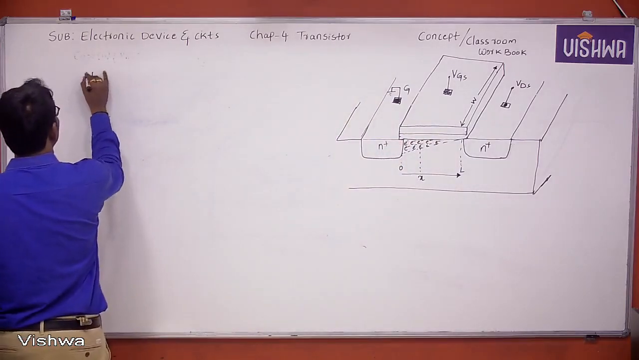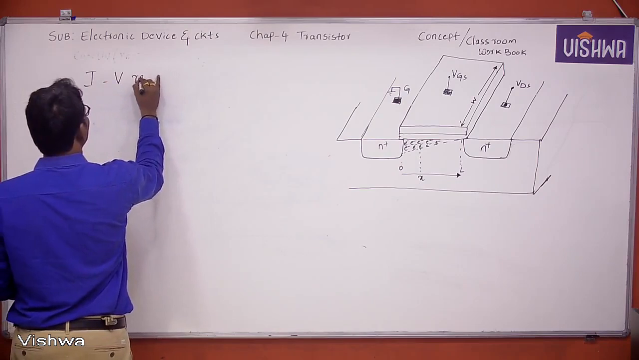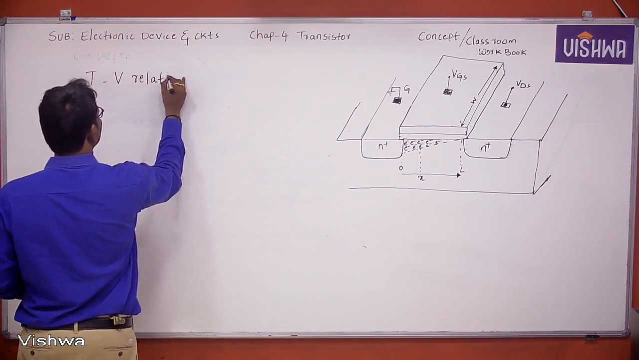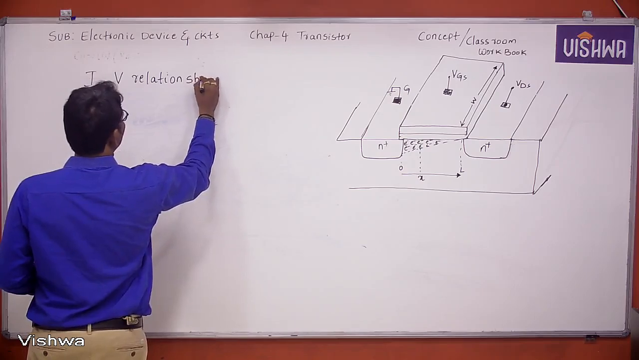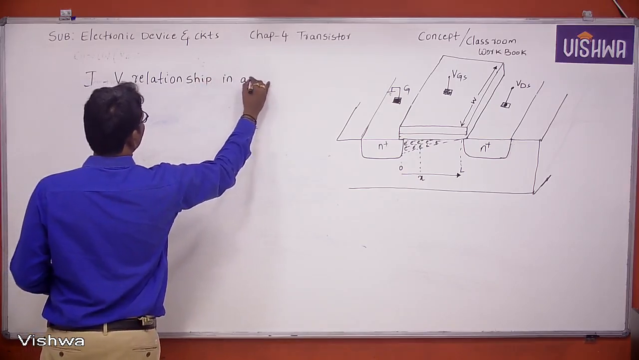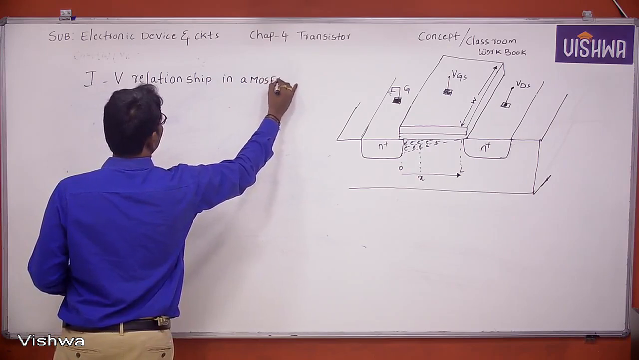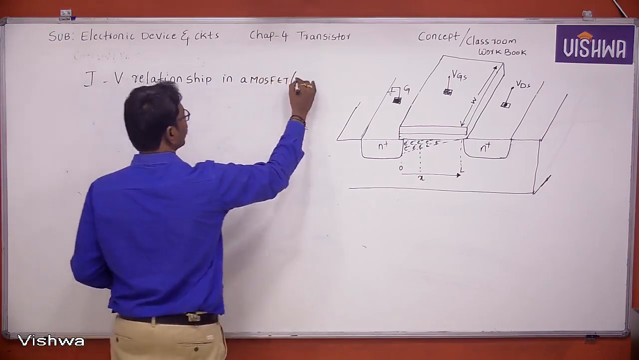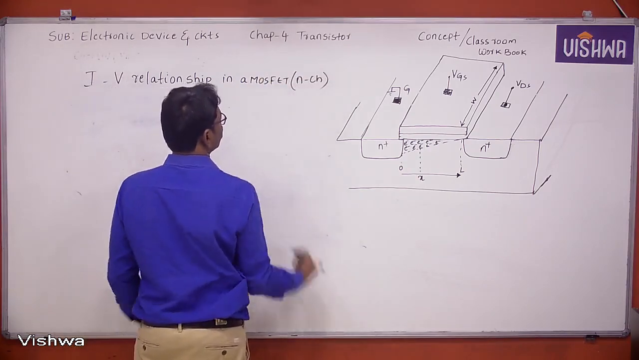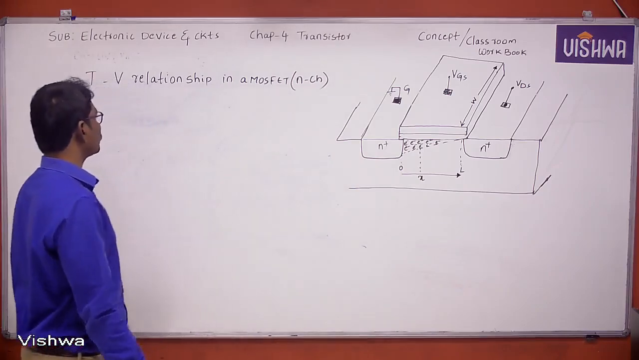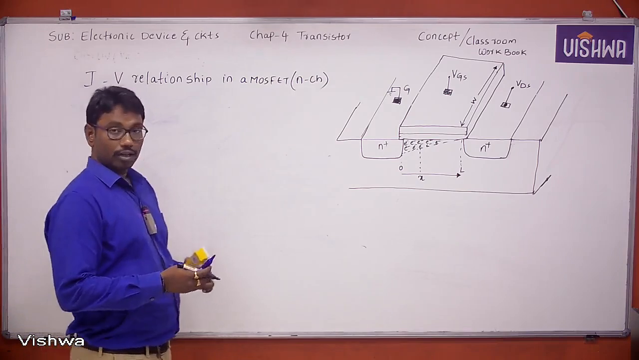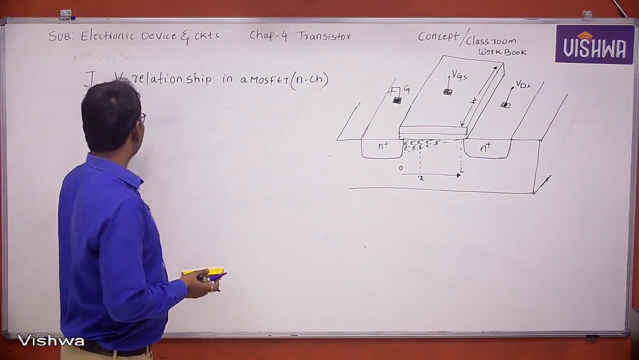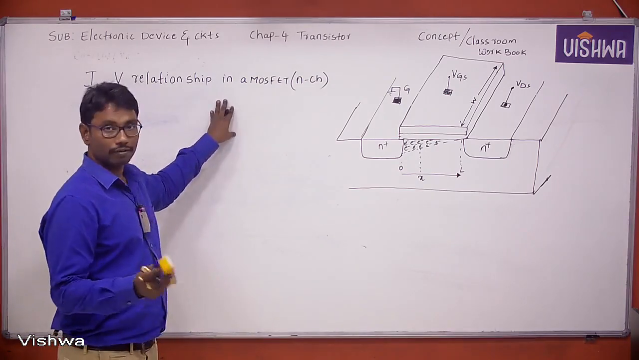Put the heading: IV relationship in a MOSFET. Here we are deriving it for N channel. So before deriving the IV relationship in a MOSFET, first listen.